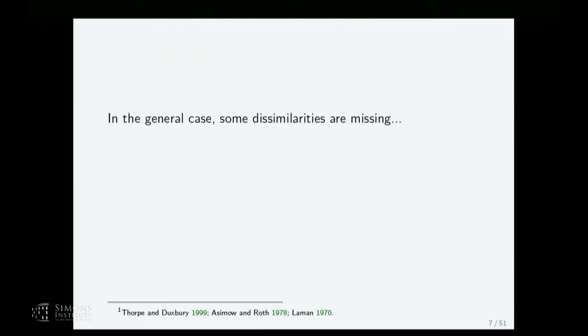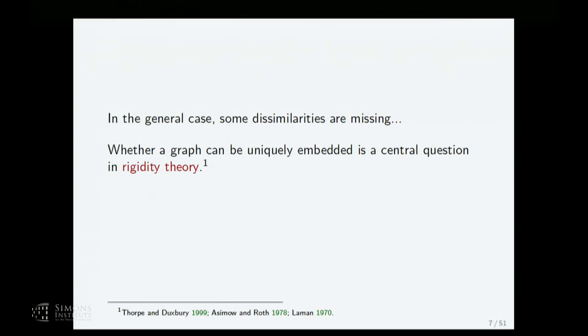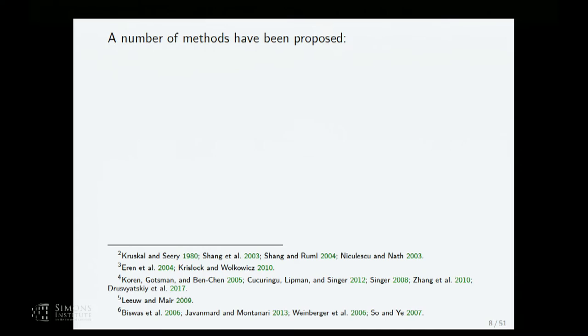And the more general case where some dissimilarities might be missing is much more complicated. In fact, there is an area of math that's dedicated to questions such as when is the graph realizable, now that all the dissimilarities may not be available. And you'll find this under the name of rigidity theory. Okay. So for this particular case, again, now it's the general case where some of the dissimilarities may be missing.